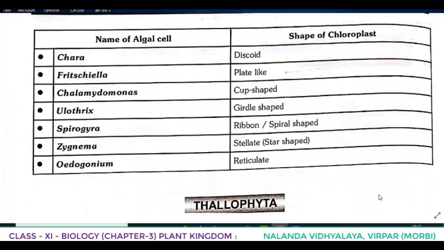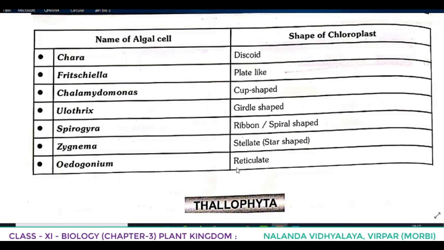Now the name of algal cell and shape of chloroplast is mentioned here. Name of algal cell, Chara, the shape of chloroplast, discoid. Fritschiella, plate-like. Chlamydomonas, cup-shaped. Ulothrix, girdle-shaped. Spirogyra, ribbon-shaped or spiral-shaped. Zygnema, stellate or star-shaped. Oedogonium, reticulate. So this you have to remember.